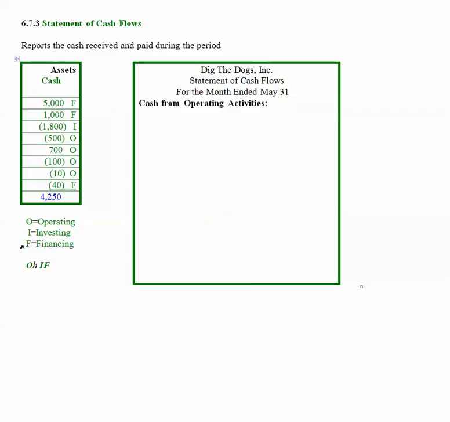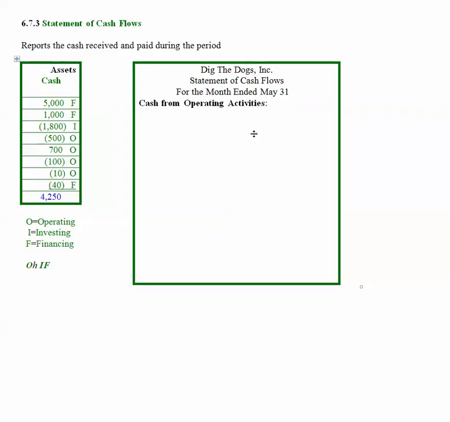O stands for operating, and that's the activities such as cash collected from customers and all the bills that you pay related to operating your business. Then we have investing activities, and that's the cash related to long-term assets, the buying and selling of long-term assets. And lastly, F equals financing activities, and financing activities are any activities with your owners and any borrowings. So O, I, and F are the three sections. If you would remember that.